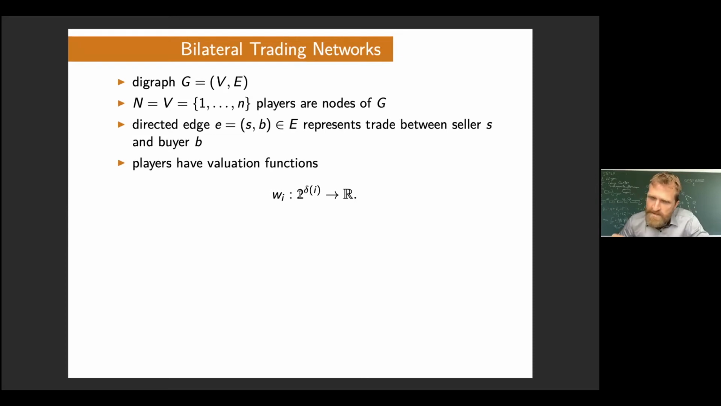But the key point here is that a node can be a seller if he has an outgoing edge, but he can be at the same time a buyer if an edge points into that node. So this is the key difference to the previous auction setting. Here, a player is a buyer and a seller at the same time.